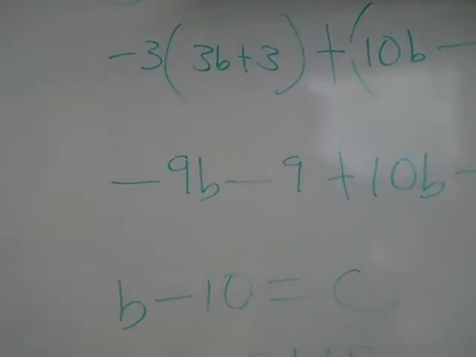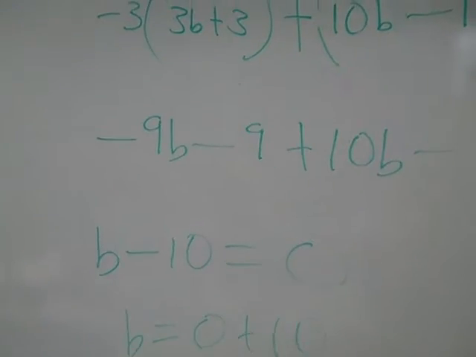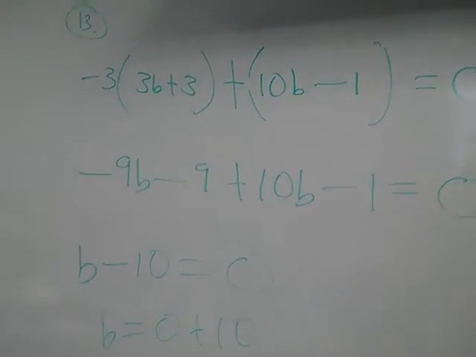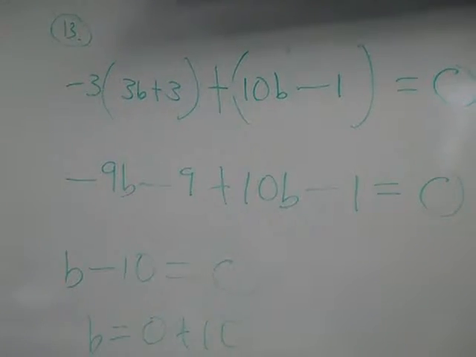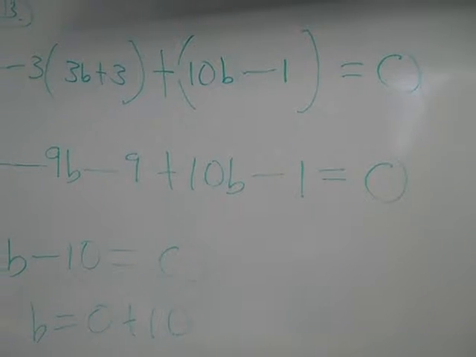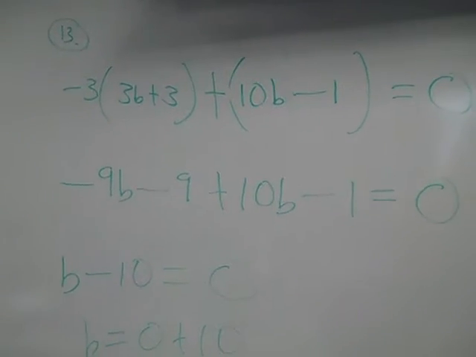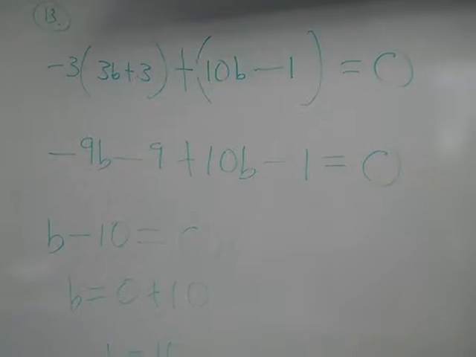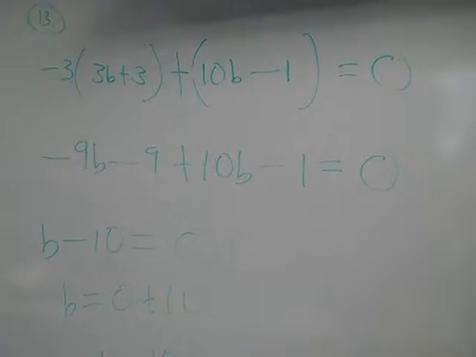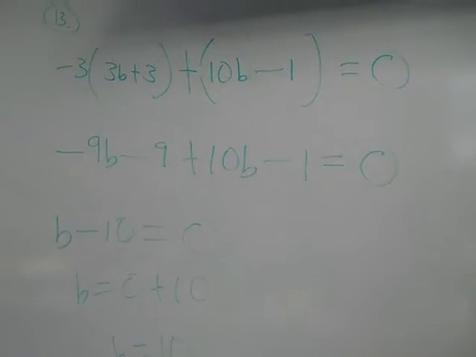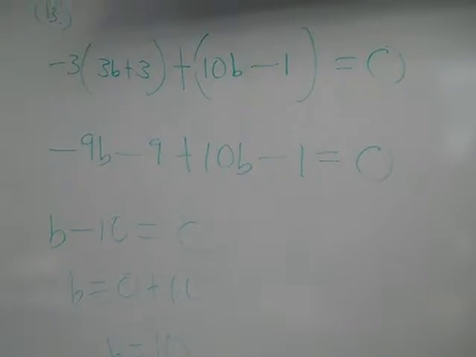Number 13 is a little harder. We have, let me step back, negative 3 times parentheses 3b plus 3 plus parentheses 10b minus 1 equals 0. Just distribute the negative 3 on through and you get negative 9b minus 9, and then plus. Now that second set of parentheses, 10b minus 1, you can drop those. They're kind of superficial. That's just 10b minus 1 equals 0.